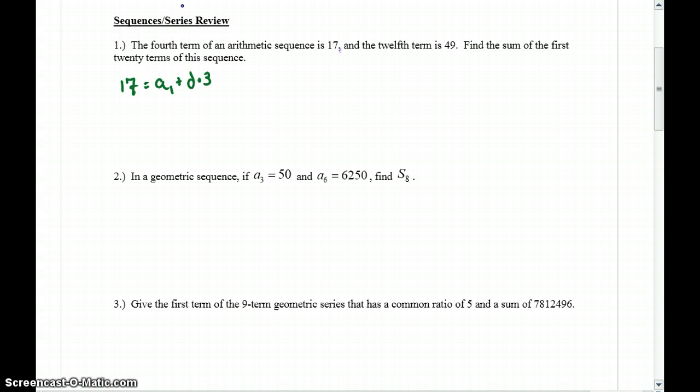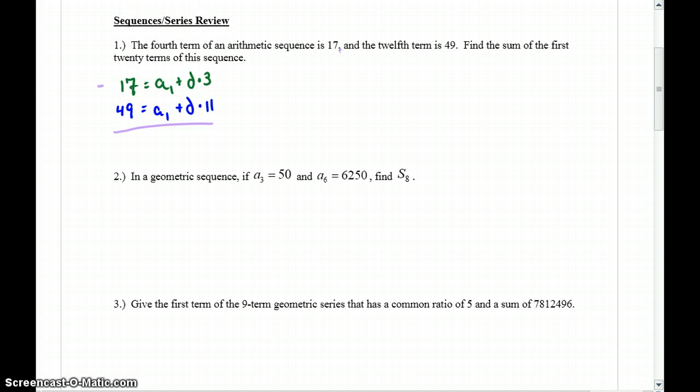The 12th term is 49, the same process. A12, which is 49, equals A1, the first term, plus some common difference, times now the 12th term. So n is 12, n minus 1 is 11. I can figure out what the first term is if I subtract. I'm actually going to subtract the top from the bottom just so I stick with positive numbers.